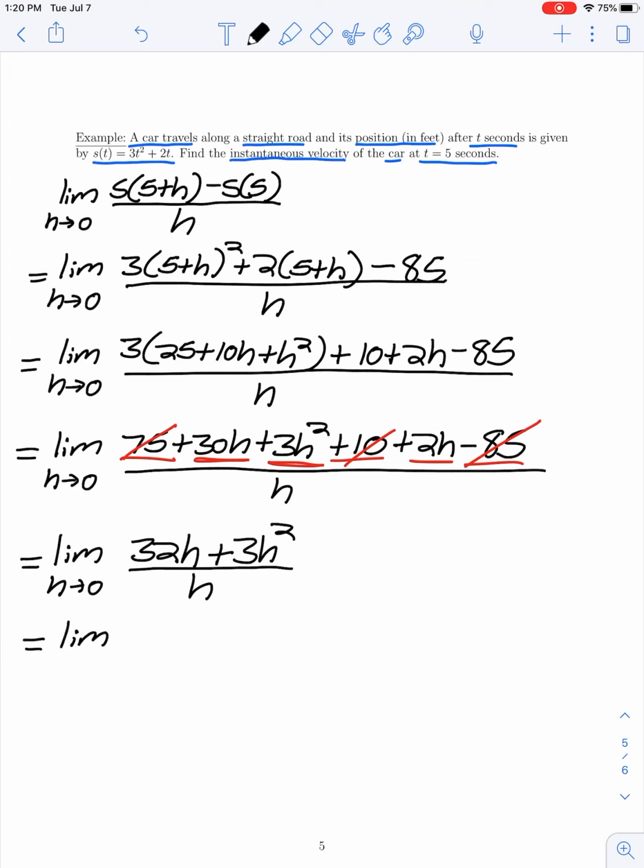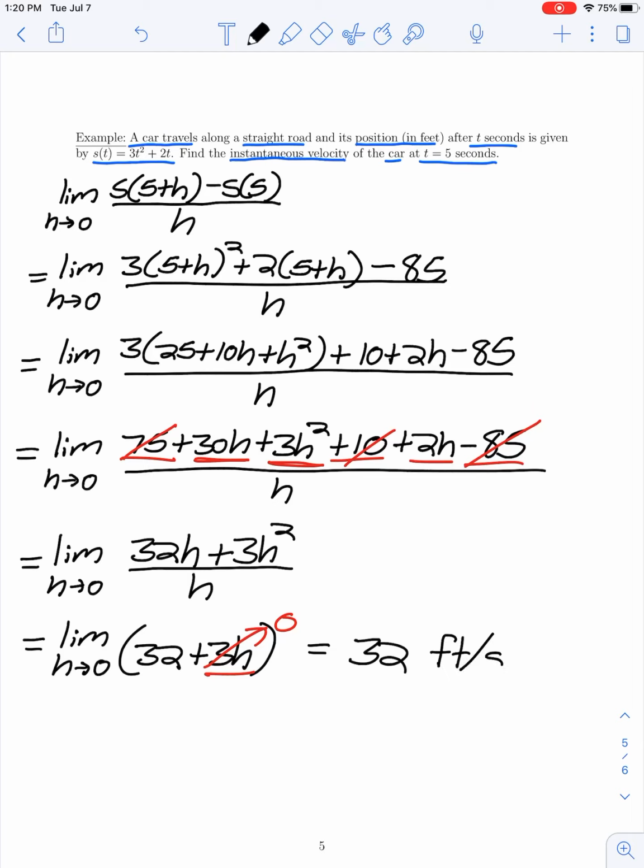So that leaves us with the limit as h approaches 0 of 32 plus 3h, dividing our numerator through by h. And now, as h approaches 0, well, this second term, 3h, has a limiting value of 0, and we're left with the limit of a constant 32, which is 32, being measured in feet per second here.